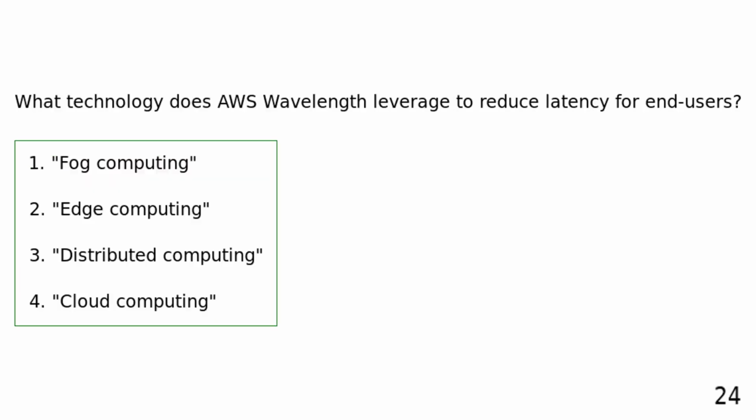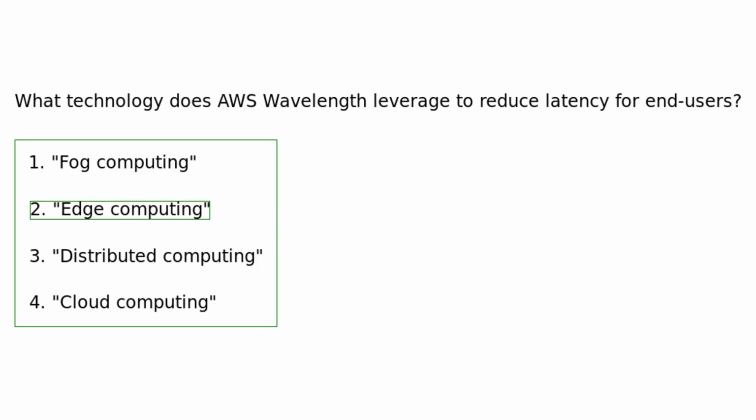What technology does AWS Wavelength leverage to reduce latency for end users? Fog computing, edge computing, distributed computing, cloud computing. AWS Wavelength leverages edge computing to reduce latency for end users by deploying applications closer to their location.